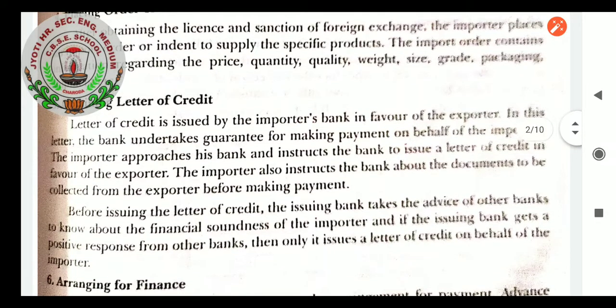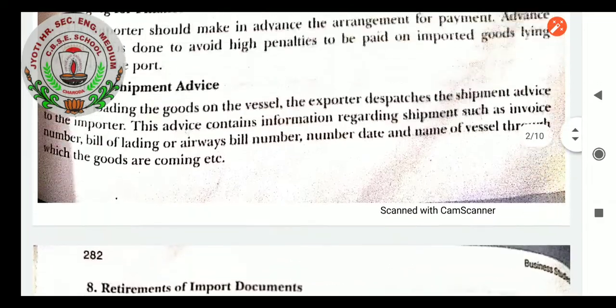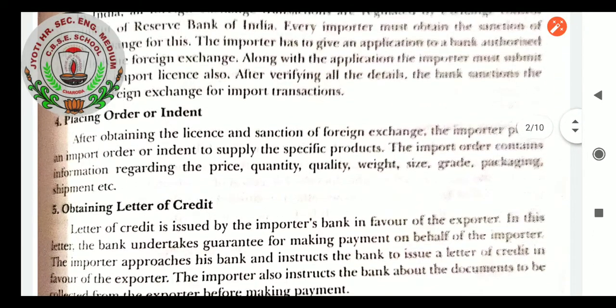So this is letter of credit, students. Obtaining letter of credit is very important because before issuing it, the issuing bank takes the advice of other banks to know about the financial soundness of the importer. We have already learned this step in the export procedure also, where the importer must send a letter of credit showing the creditworthiness of the importer, whether he can make the payment for the goods or not. It is made by the importer's bank in favor of the exporter's bank. That same thing is there. So this is the step where the importer does this work.